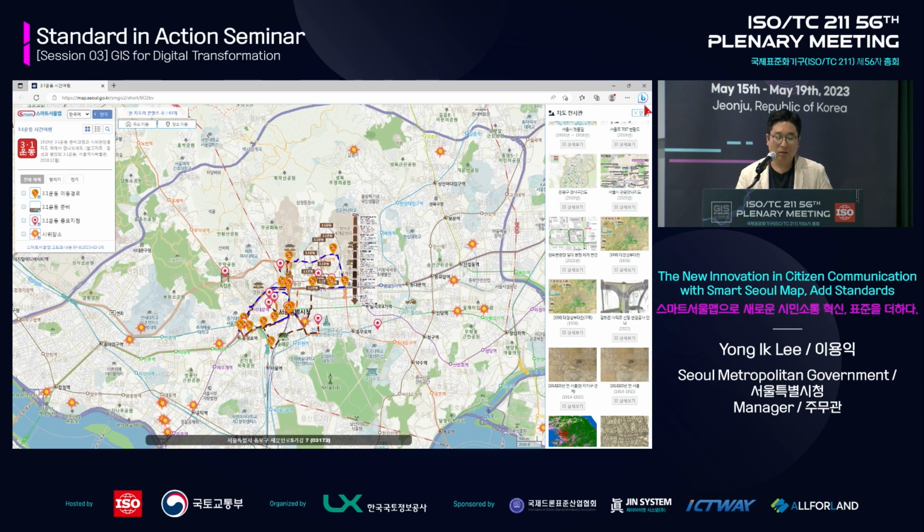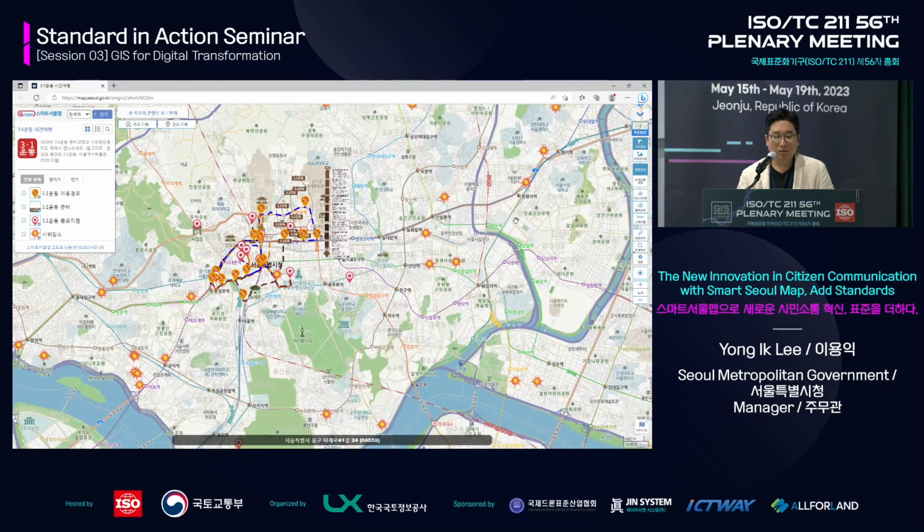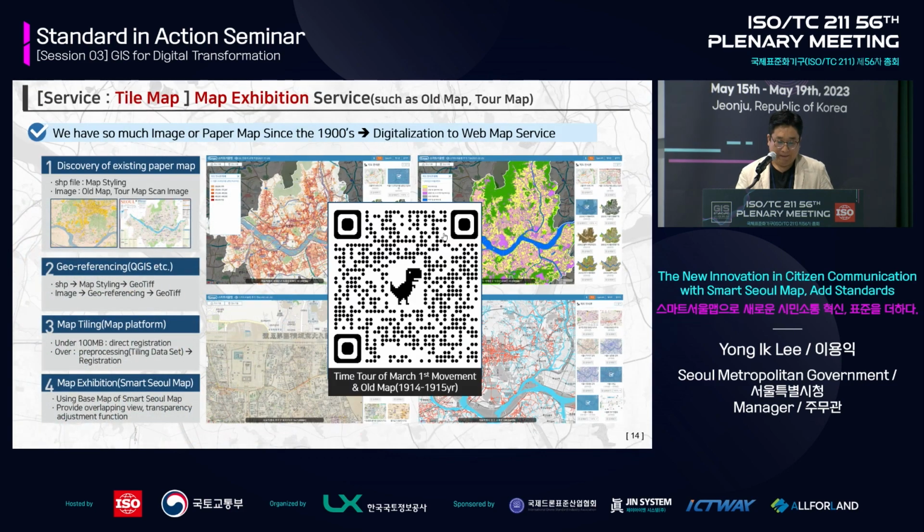With this map, through abstracts of older paper maps, we can digitally visualize what kind of route the protesters took in the demonstrations.